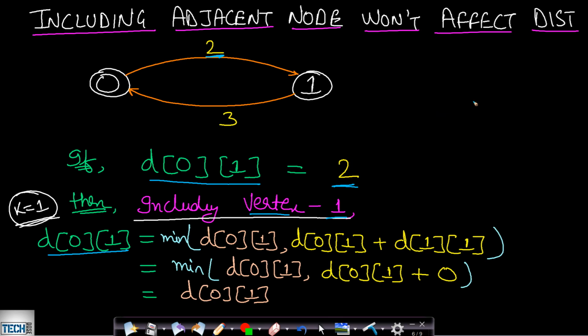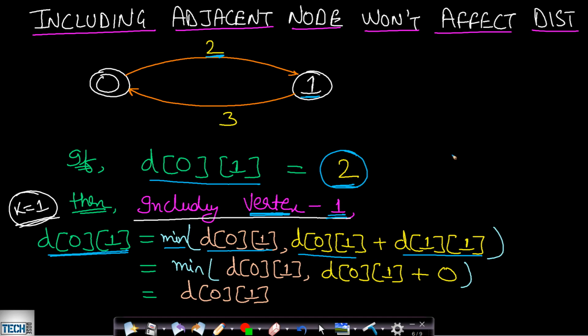Now initially, before starting the algorithm, we know the distances for all the adjacent vertices, therefore we already know that the distance is 2. Now since we are including an adjacent vertex which is 1, the distance values will not get updated. And how is that happening? Let us see here. This formulation I had already shown you: from 0 to 1, if you want to find the distance and you are including this vertex 1, then that will be nothing but the minimum of the already known distance, that is d of 0 to 1, comma, the distance from 0 to 1 plus 1 to 1.